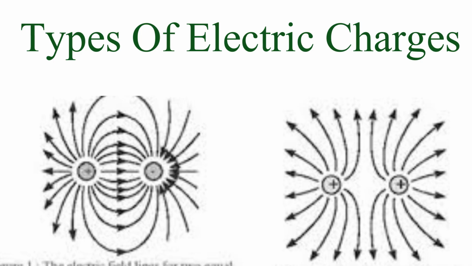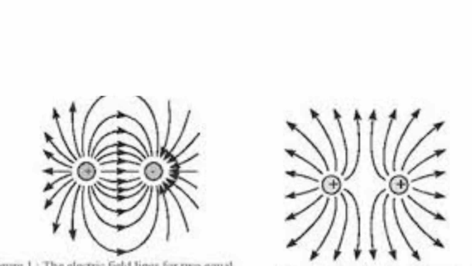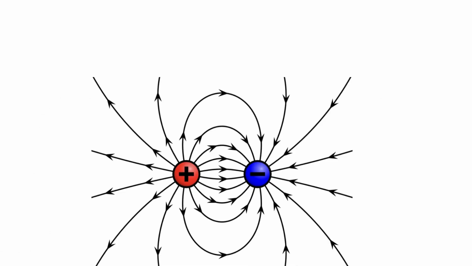Now we'll see the types of electric charge. There are two types of electric charges: positive charge and negative charge. As we all know, protons carry positive charge and electrons carry negative charge. Like charges repel each other while unlike charges attract each other.